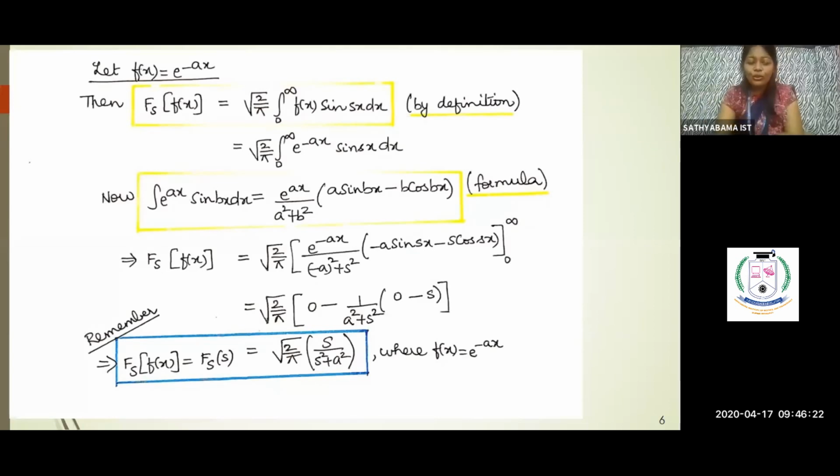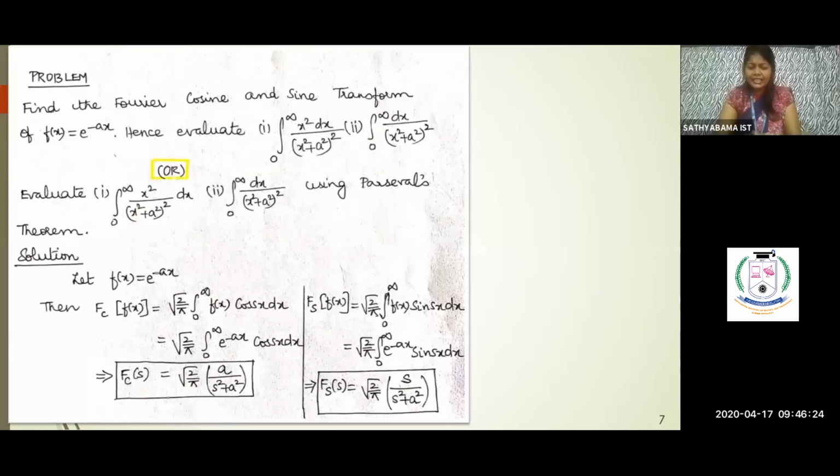So as I told you, we can find the values of certain integrals using Parseval's identity for Fourier cosine and sine. So let's see how we do it. Now this is one very important problem. It's a very famous problem which you can come across in a lot of question papers. This question can be worded in two ways. Sometimes you might be asked to find the Fourier cosine and sine transform of e power minus ax and hence evaluate these two integrals. Or sometimes the question might say simply evaluate these two integrals using Parseval's theorem.